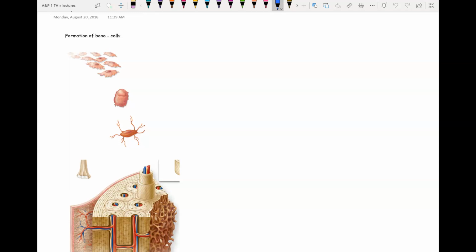We're going to start off by looking at some bone cells and how bone tissue is formed. One thing to keep in mind: you're constantly making bone tissue and getting rid of old. Just like your skin and most other tissues in your body, it's a constant regeneration. So we're going to start with osteoprogenitor cells.